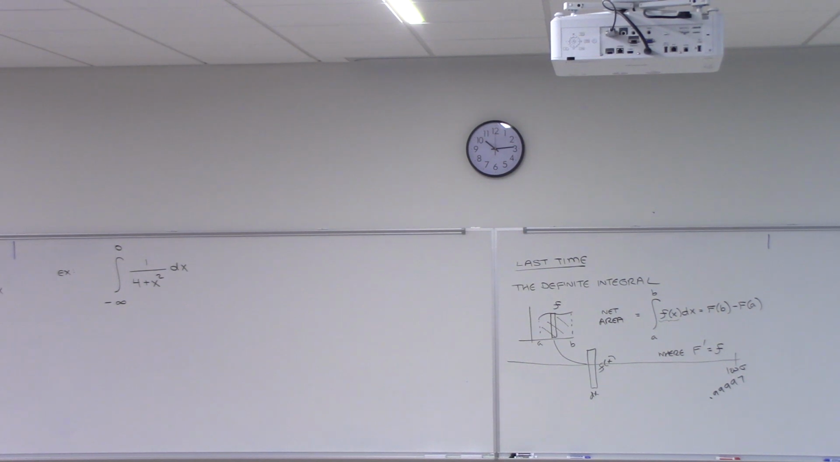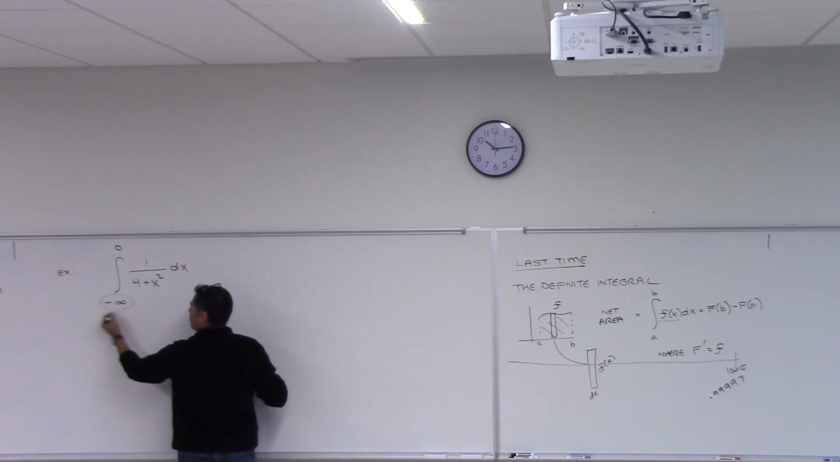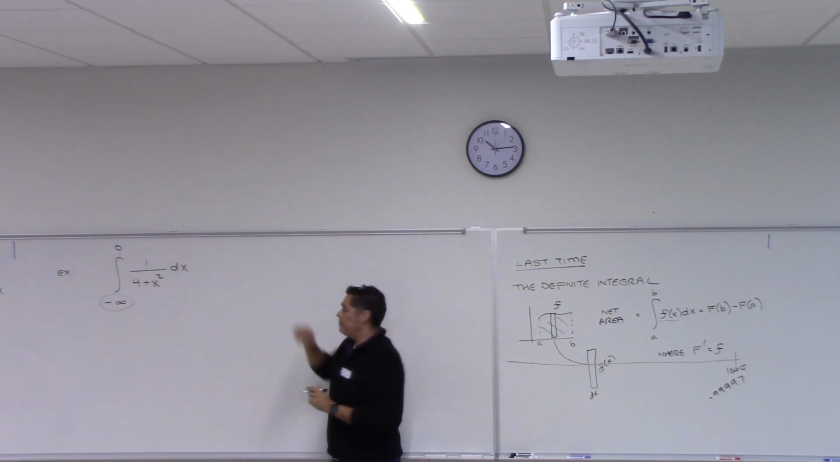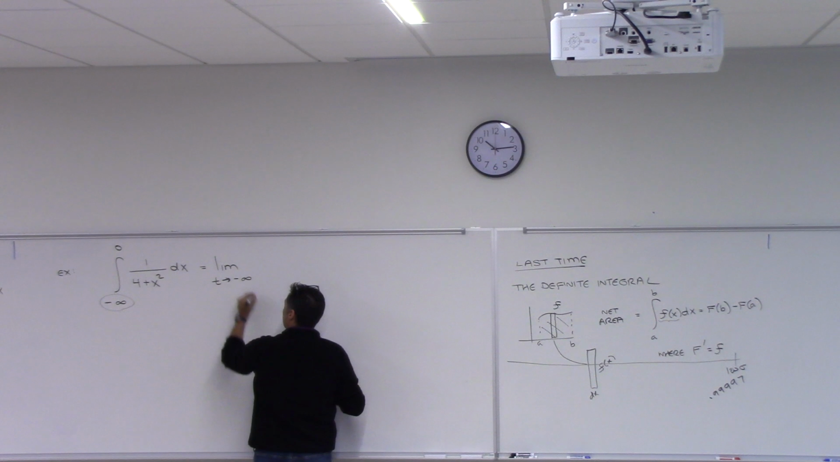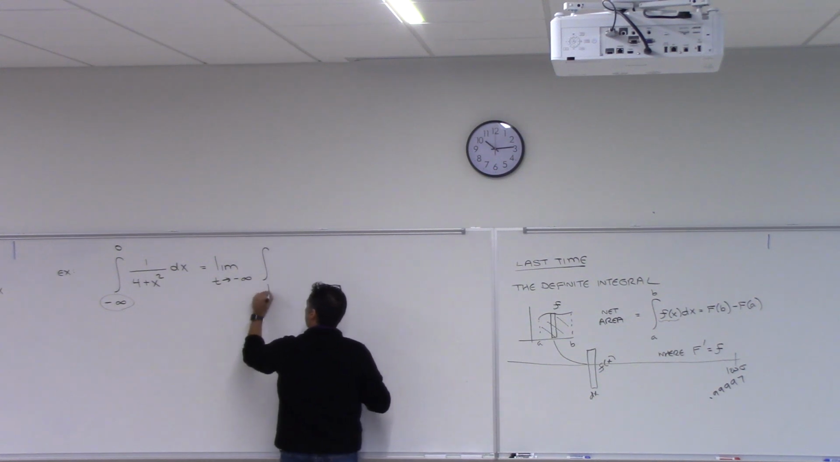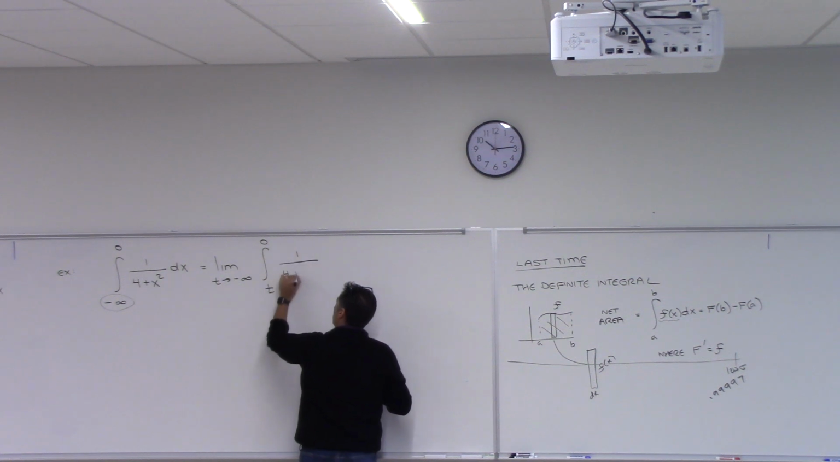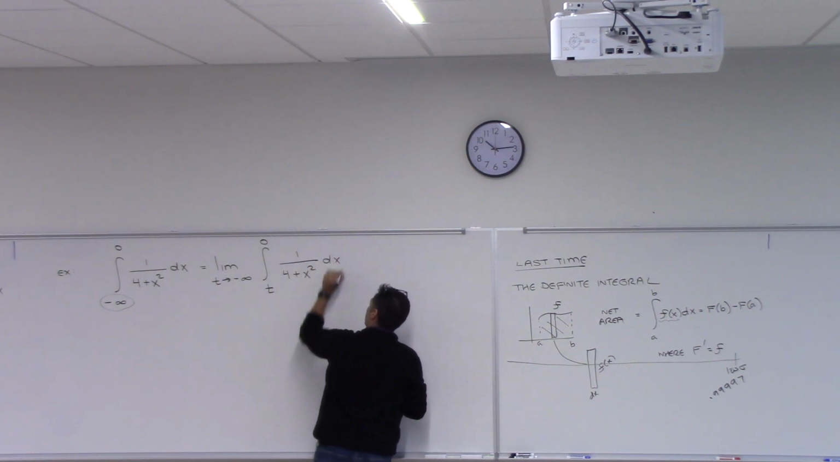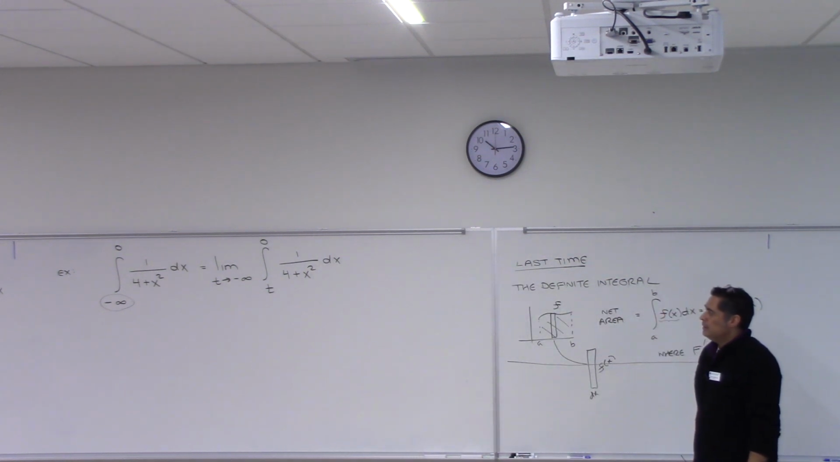The only thing I'm going to do different here than in the previous one is when I set up my limit, I'm going to be replacing the lower limit with t. And I also have to make sure that my t isn't going to go to positive infinity, it's going to go to negative infinity. And then here I replace this with t, leave the upper limit as 0, and then 1 over 4 plus x squared dx. Okay?